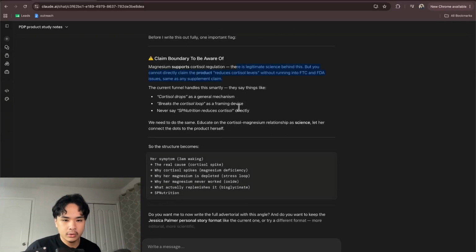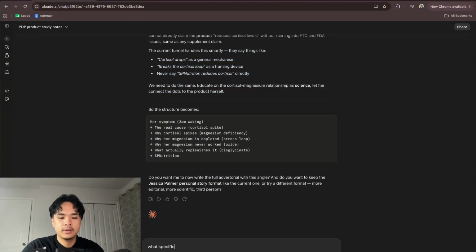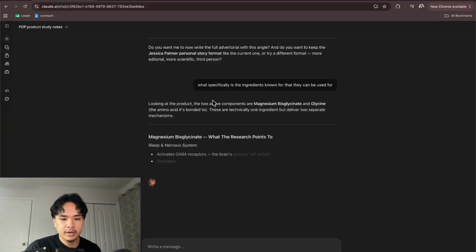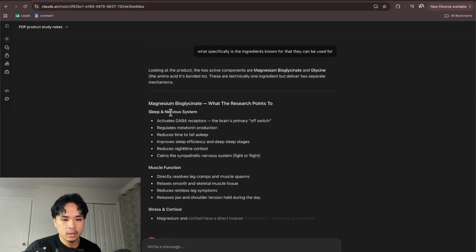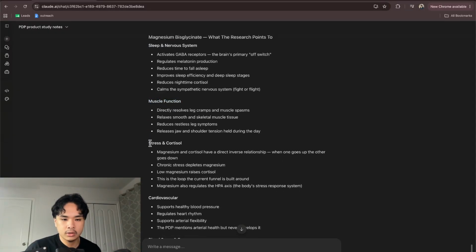When you write your advertorials, you got to make sure that this stuff actually works for what you're saying, at least a little bit. What specifically is the ingredients known for that they can be used for? Right? There's literally unlimited angles with supplements. Sleep and nervous system, muscle function, stress and cortisol. So if it's muscle function, you can probably sell this to older men and women as well.